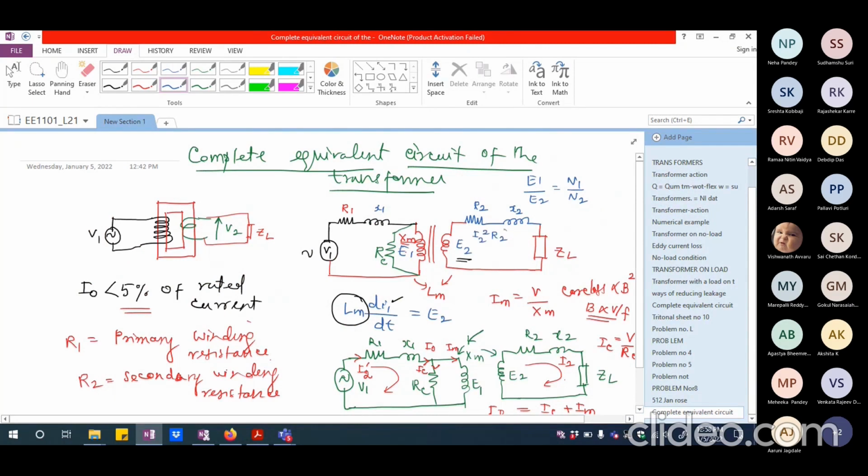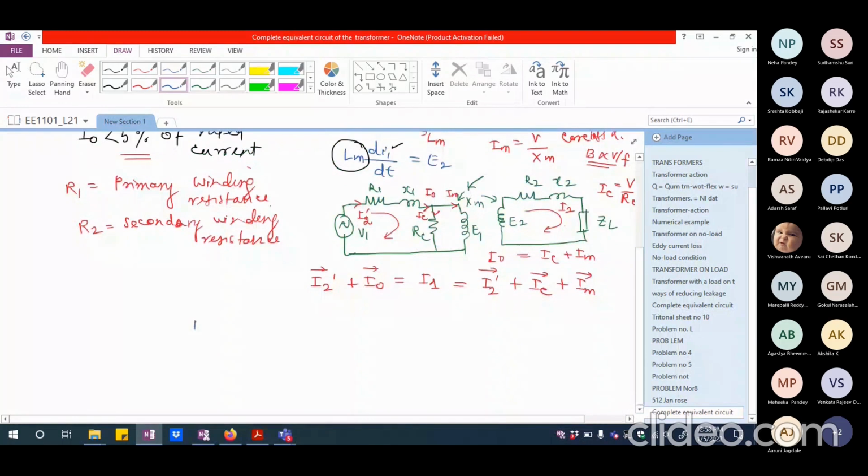And if I want to represent this R2 from the primary side as R2 dash, I want to represent this by an equivalent resistance on the primary side. And power loss should not change. Okay. So in which case, I have to write this as I2 square R2 should be equal to some R2 dash multiplied by I1 square. Because I'm neglecting the no load current. No load current is so small that I can afford to neglect it.